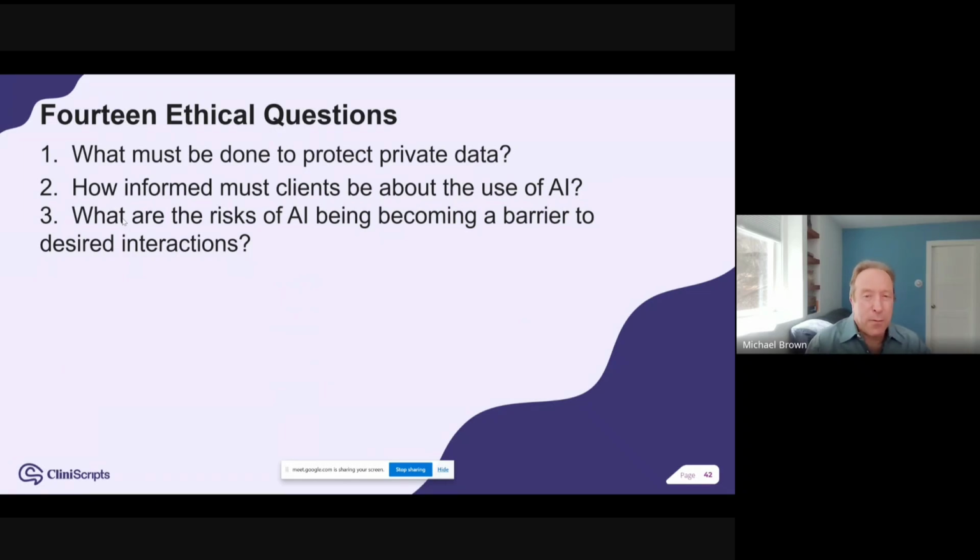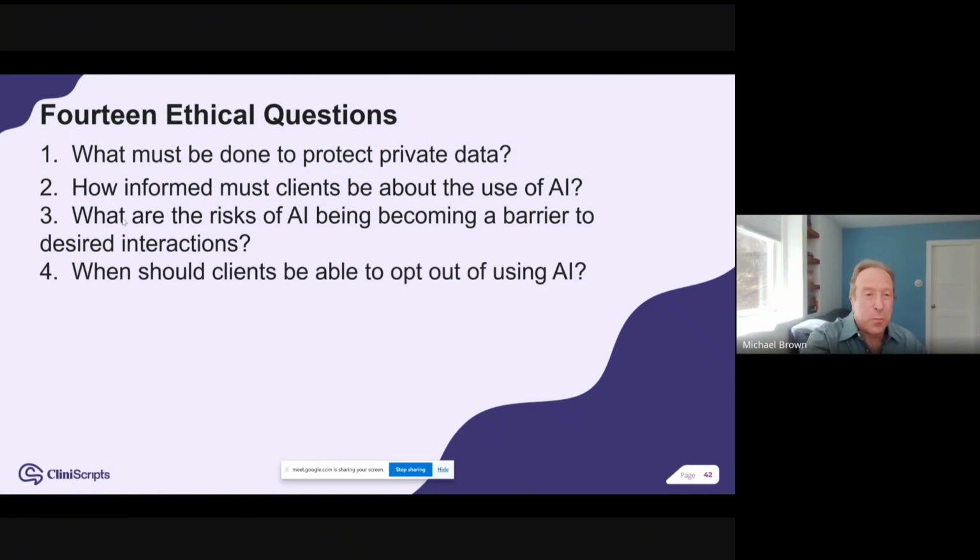But the thing we have to be careful about is, as things become more efficient and economically more feasible, we don't let the AI become the barrier to getting to speak to the people that we want to speak to. So how do we prevent that from happening, even though there might be financial incentives to do just that?